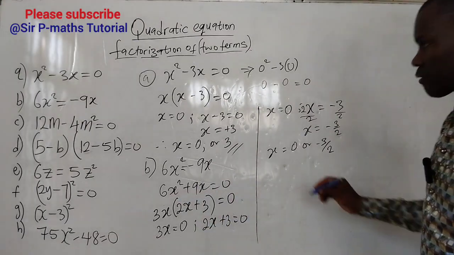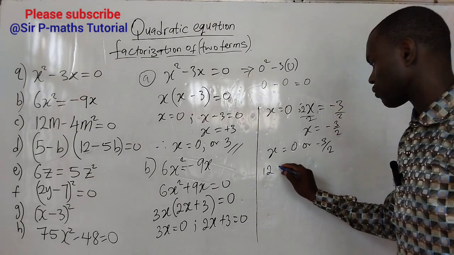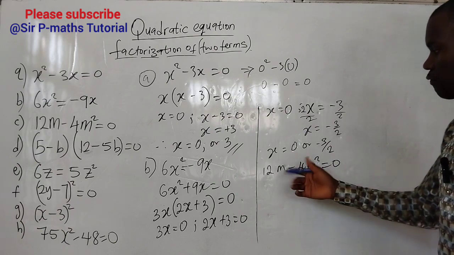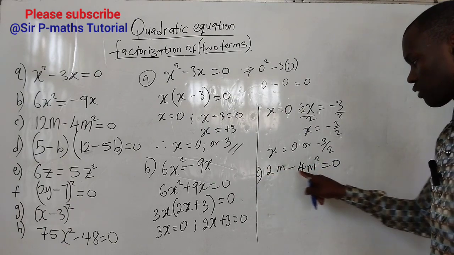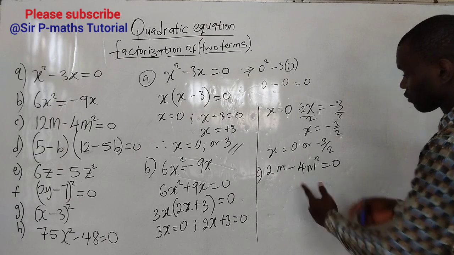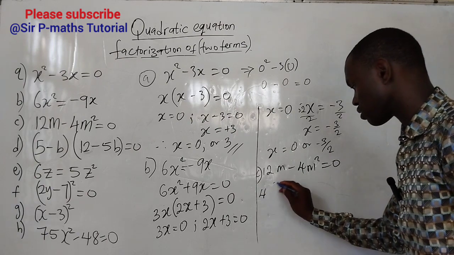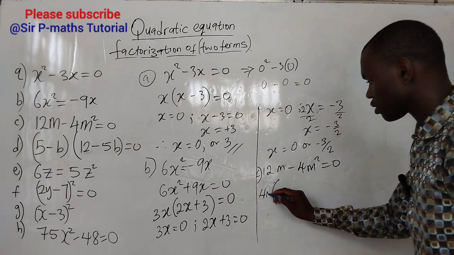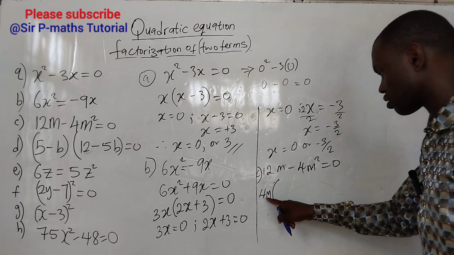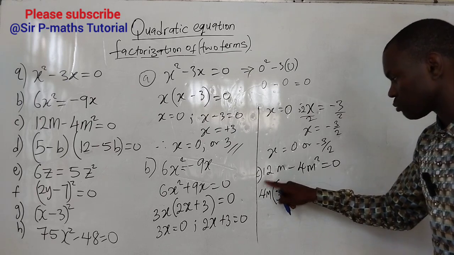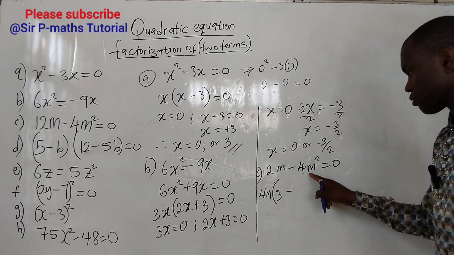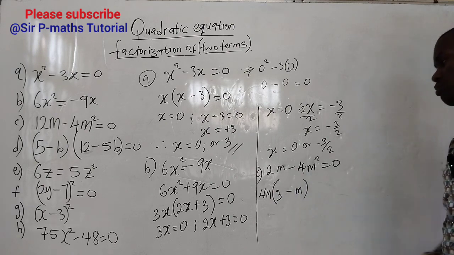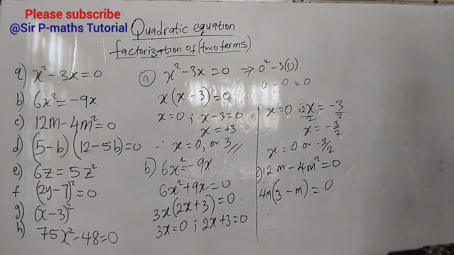Let's solve the next one. I have 12m minus 4m squared equal to 0. Find the common term here and here. I have 12 and 4, therefore 4 is common. I'll bring it outside. I have m and m squared, therefore m is common. I'll bring it out. Now 4m will multiply 3 to give me 12m, minus, I've brought 4 and m outside, I only have m remaining. This is equal to 0.